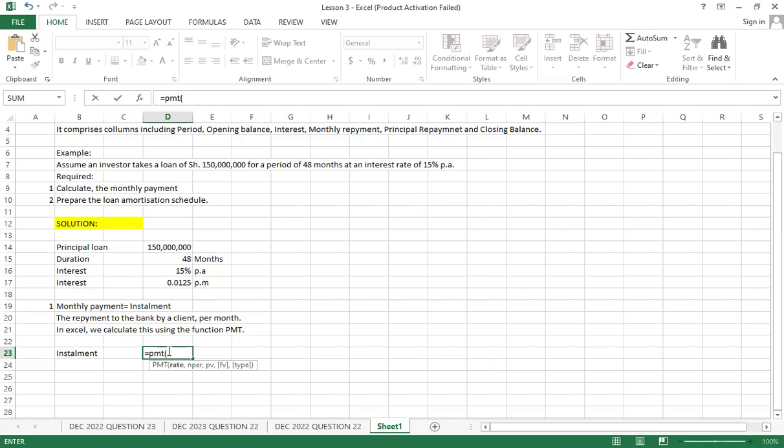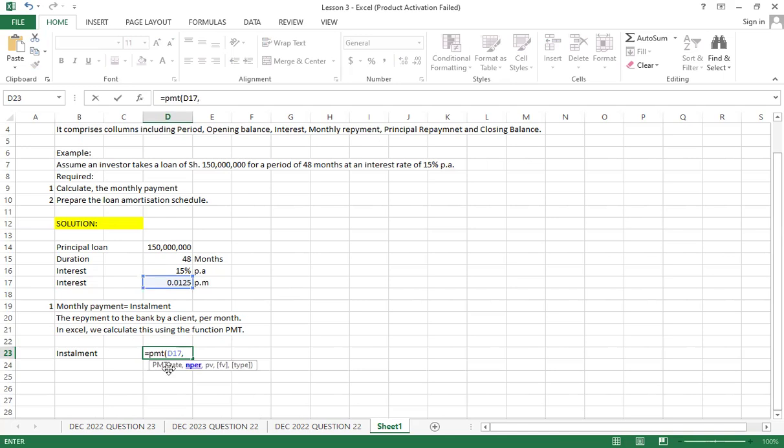So you just type equal to PMT, and then you'll have the open bracket. As soon as you open the bracket down there, you are told what the formula should be. That starts with the rate. In this case, we are looking at the interest rate. Because we are looking for the monthly payment, you must work with the interest rate per month. So I will highlight that. I'll copy the interest rate per month, comma.